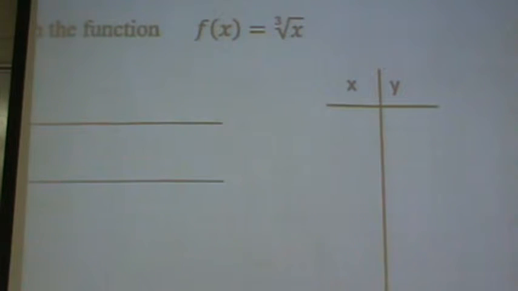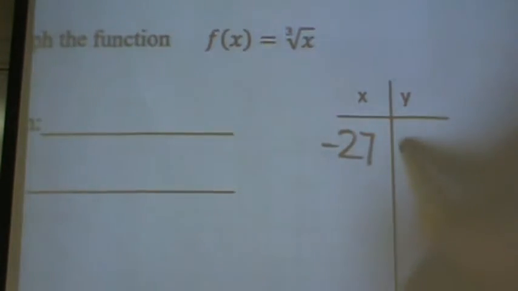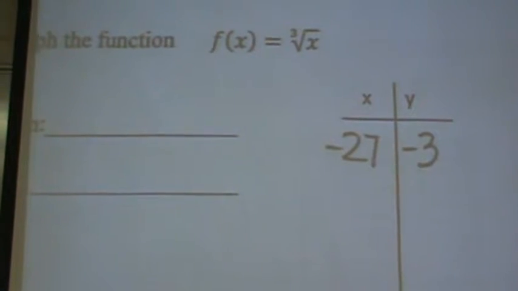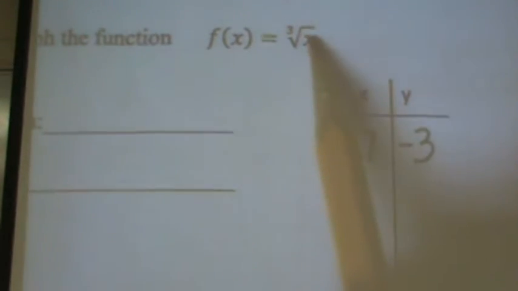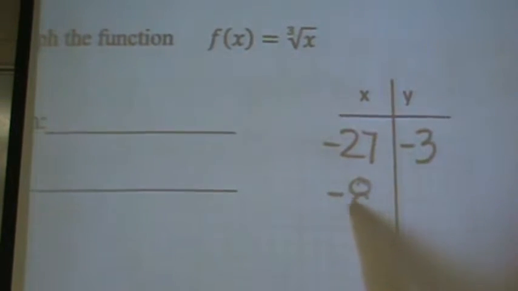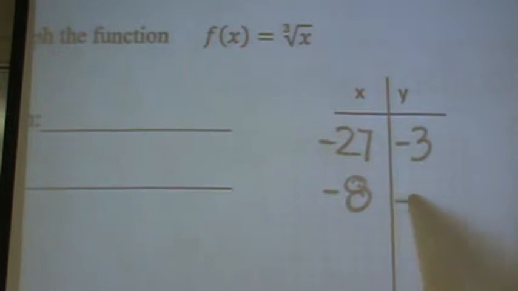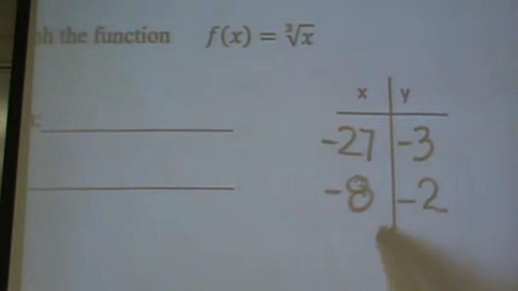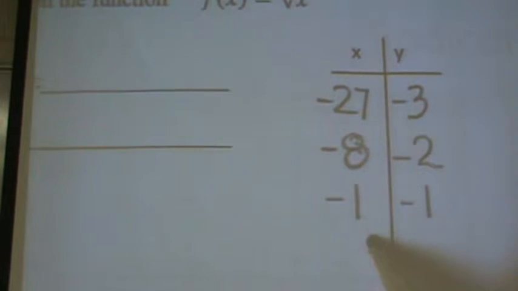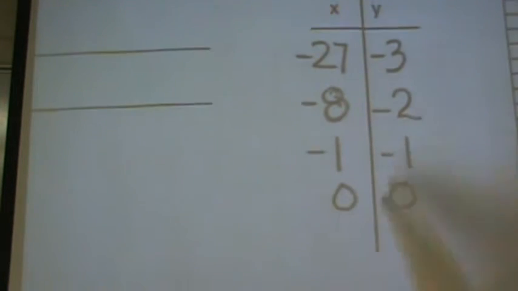27. Give me some easy ones. Negative 27. What is the cube root of negative 27? Negative 3. Good. What's the next number we know the cube root of that you can do in your head, I don't want the decimal ones. Eight. The cube root of -8 is -2. How about the cube root of -1? -1. Cube root of 0, 0.